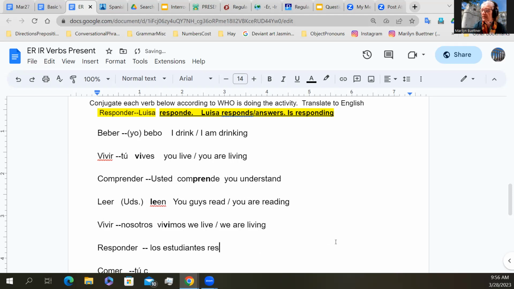Responder. Los estudiantes responden. And the syllable we punch a little harder is this one, so I'll put it in bold. Responden. And in English, the way we would say that same idea is the students, they answer. Yeah, answer, respond. There is another verb for answer, but you get the idea. That's what it means. Or they are responding, right?